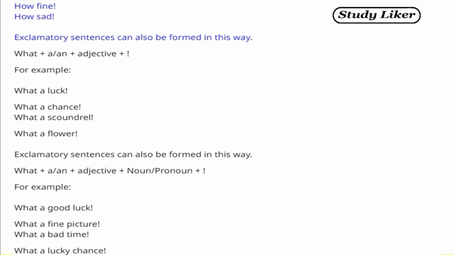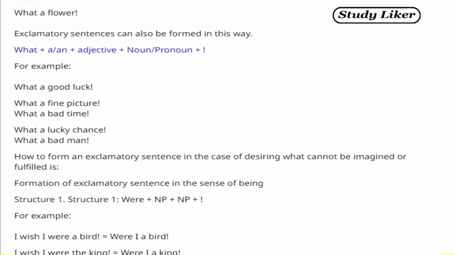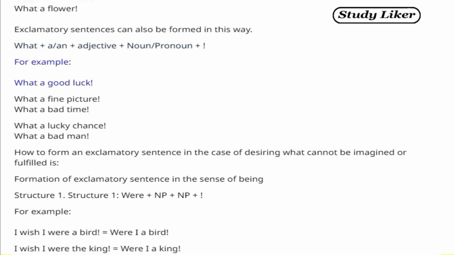Exclamatory sentences can also be formed in this way. What plus a plus noun. For example, what a luck, what a chance, what a scoundrel, what a flower. Exclamatory sentences can also be formed in this way. What plus a plus adjective plus noun/pronoun. For example, what a good luck, what a fine picture, what a bad time, what a lucky chance, what a bad man.